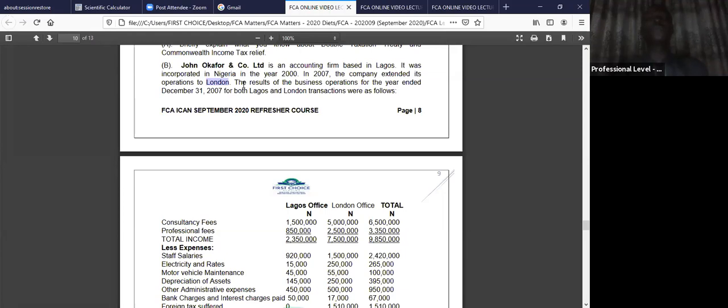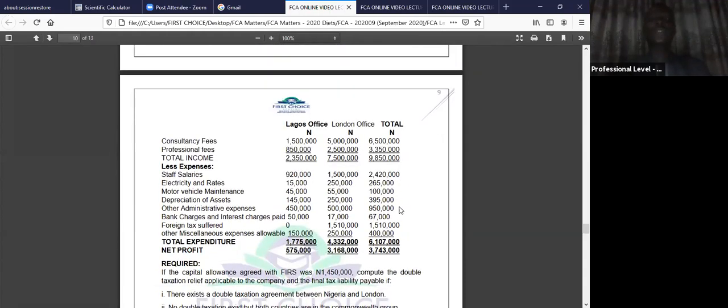That's beautiful. The result of the business operation for the year ended 31st December 2007. Of course, you know it's going to be 2008 year of assessment. For both Lagos and London transactions, they are as follows. We have the Lagos office here. We have the London office here. Who gets the total? You're right, Nigerian company.